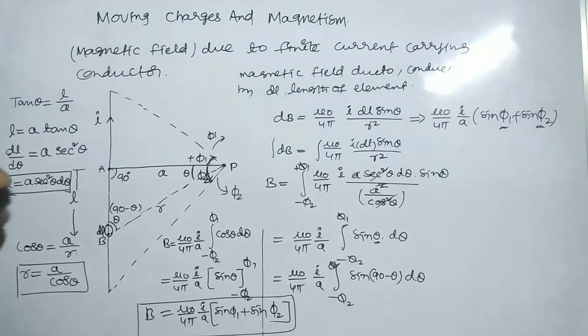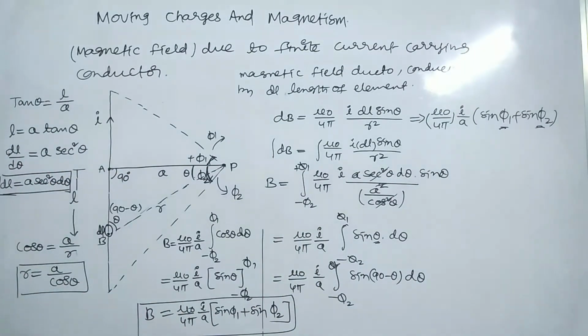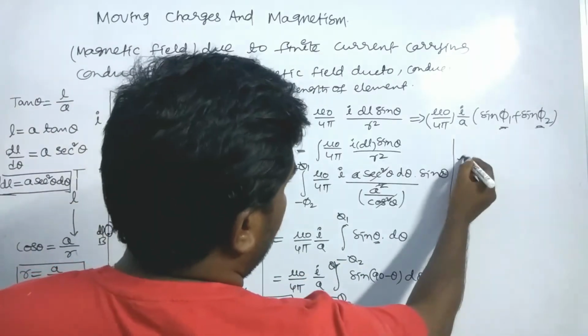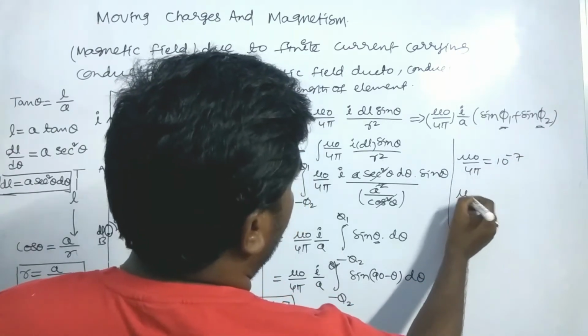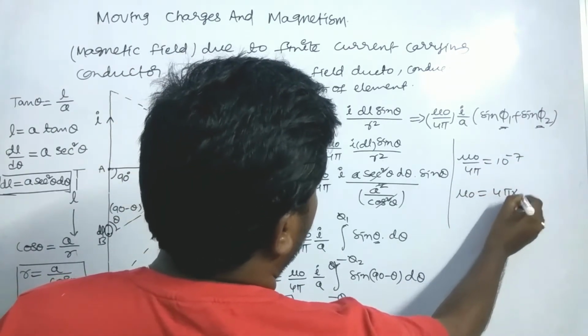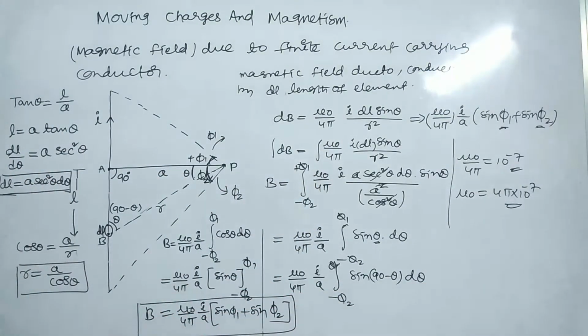You should always keep the value of mu naught by 4 pi as mu naught by 4 pi. You should not cancel any value by the 4, because it can make the numericals difficult to calculate. We already know mu naught by 4 pi is equal to 10 to the power minus 7. If you take the mu naught value, it is 4 pi into 10 to the power minus 7. So it is useful for calculating easily, right? So this is the magnetic field due to a finite current carrying conductor.